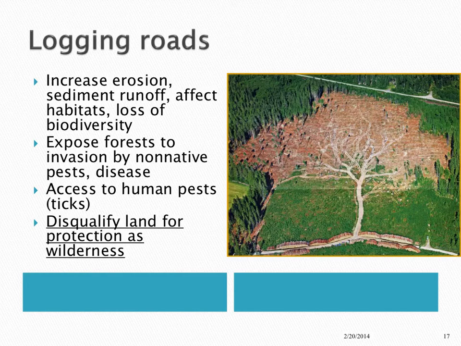The problem is, and look at that cool picture on there, which looks like a tree. Those are logging roads. The problem is, once we allow companies to go into a new area, these logging roads open it up to erosion and sediment runoff. In other words, when it rains, all those sediments run off, affecting habitats and causing loss of biodiversity. In general, when you cut down forests like this, it does increase erosion.